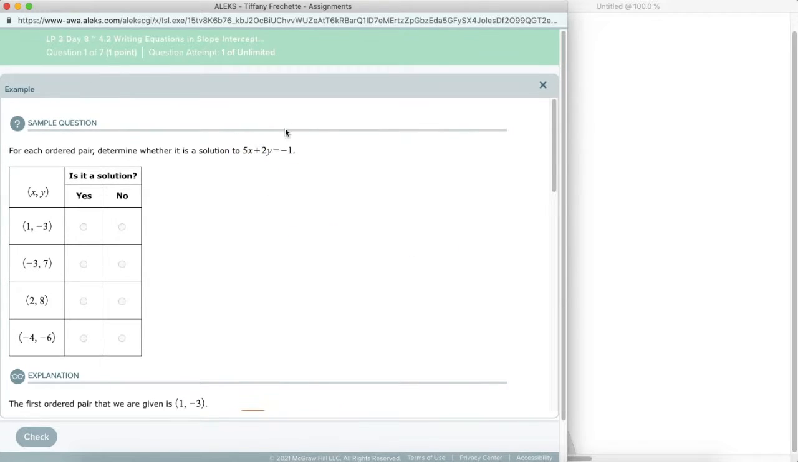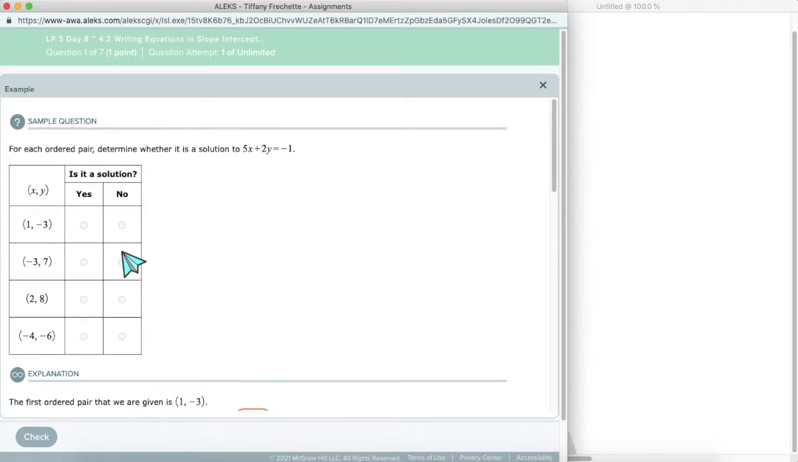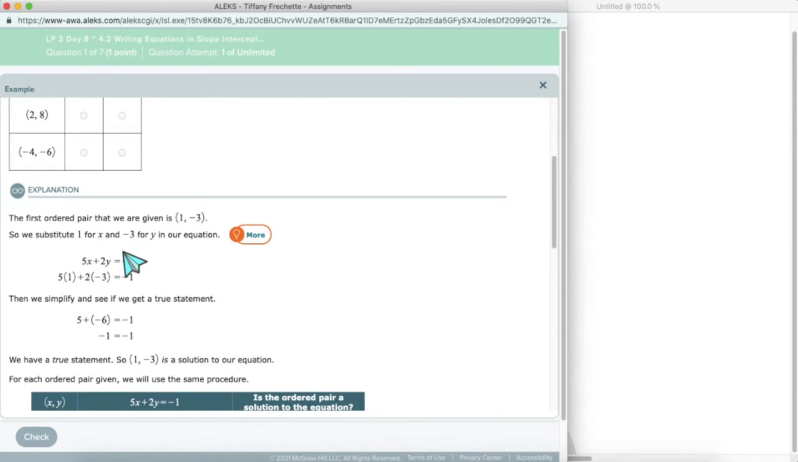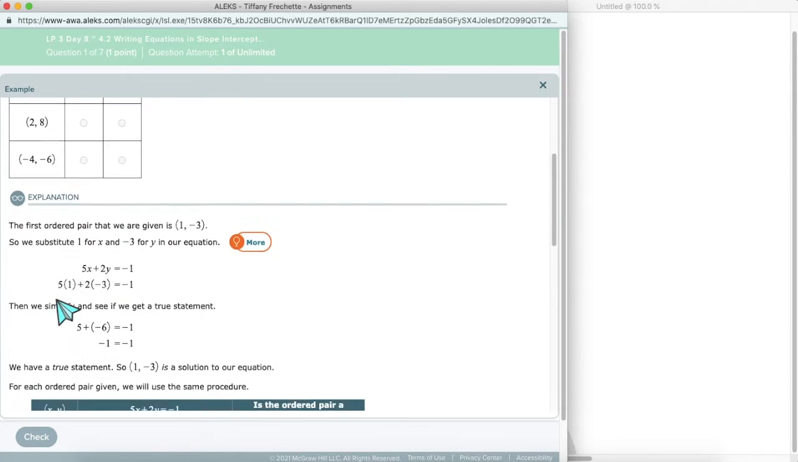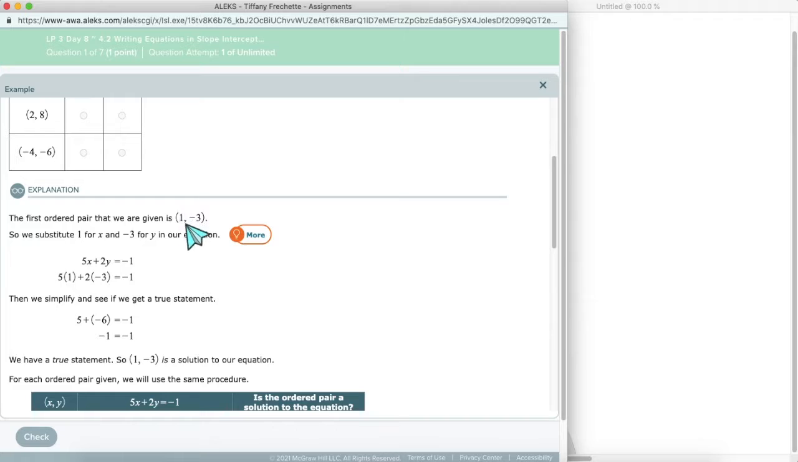So here is a different problem, same idea. We have a table, we have yes or no. As we go through, what it wants us to do is that first point is 1, -3 in the example, and it wants us to plug in 1 for x, -3 for y. It always goes x, y in our coordinates. So instead of x, I'm going to put in 1. Instead of y, I'm going to put in -3.